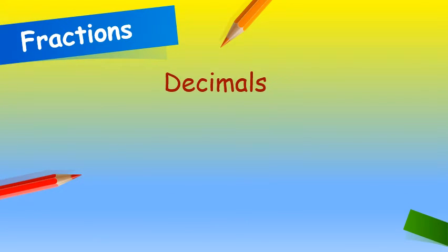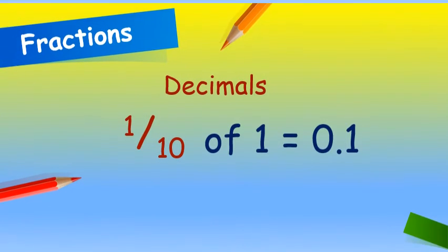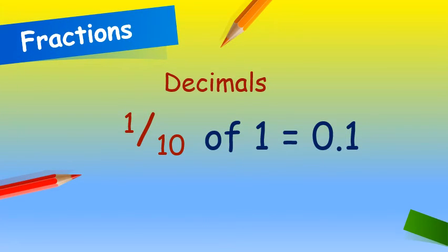Not done yet. We will also be taking a look into the world of decimals, because decimals can also be thought of as fractions of numbers. We'll look at how many tenths are in 1, and then we will look at how to write those down using decimal notation. For example, 1/10 of 1 equals 0.1.